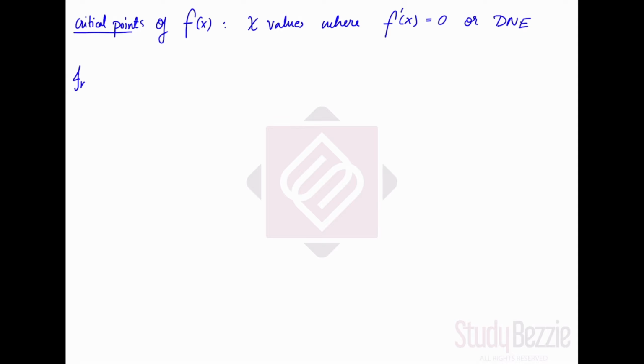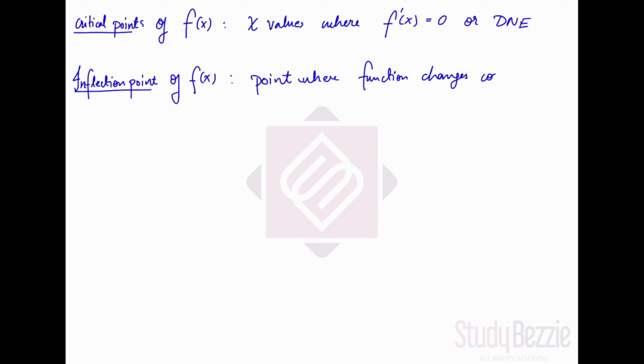And then an inflection point of f of x. Remember how I'm always putting emphasis on f of x. Inflection points are points, so they're not just the x value. An inflection point is a point, and for a point you need both the x and y coordinate. Keep that in mind. It's a point where the function changes concavity.